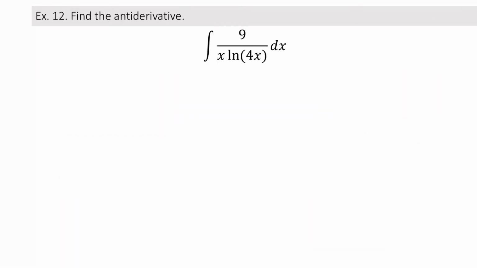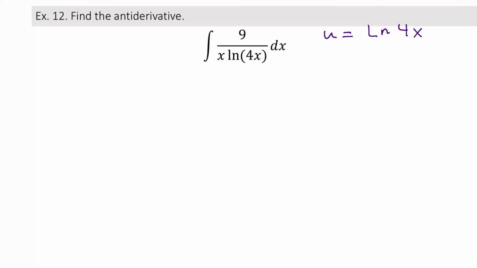Okay, so this example is a little different. So we might have to try something out here. So if I chose this as my u, you can see this x is going to cause problems here, because I would then have a product. So if I chose ln of 4x as u, then the derivative of the natural log of 4x would be 1 over x. That would get my x in here. So let's attempt u being the natural log of 4x and see where that goes.